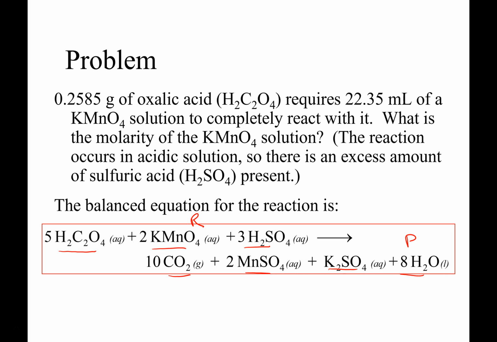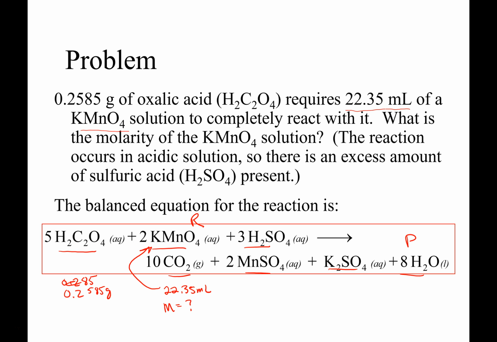So it says that we have 0.2585 grams of oxalic acid. So underneath the H2C2O4, I'm going to put that mass, 0.2585 grams of my oxalic acid. Then it says it requires 22.35 milliliters of a potassium permanganate solution. So I'm going to find my potassium permanganate and draw an arrow there. That KMnO4, my volume is 22.35 milliliters, and it wants to know what is the molarity of the KMnO4. So I'll put molarity equal to question mark.